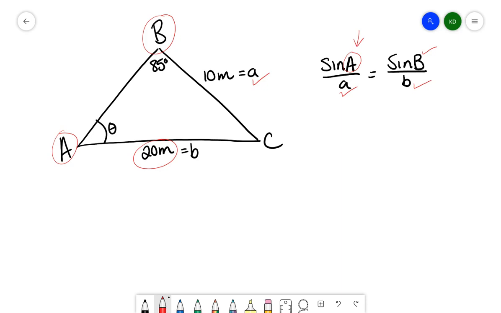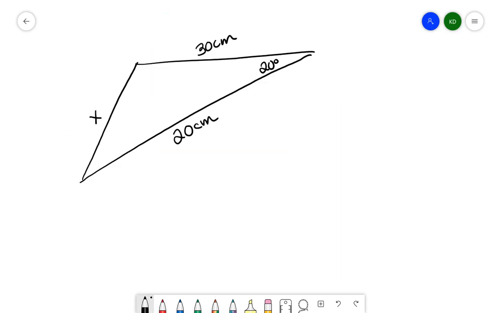Let's look at a different example. Here's our next example. We have an angle of 20 degrees, we have two side lengths, 30 centimeters and 20 centimeters, and what I'm looking for is x. First, let's start by labeling the triangle. Since we have lowercase x, let's go capital X over here.